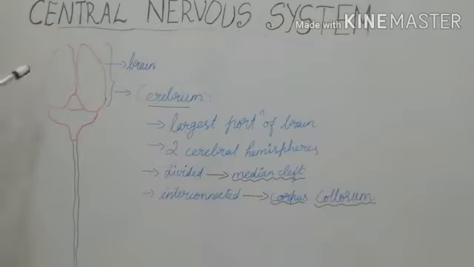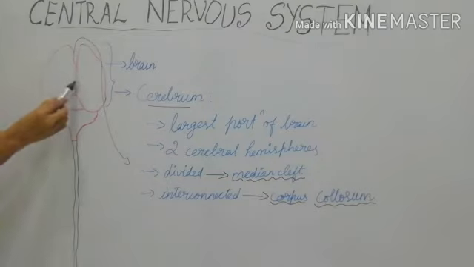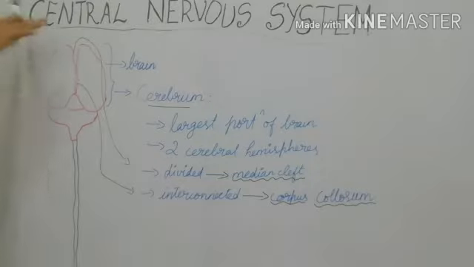And this is the brain. And this is the cerebrum, which is the largest portion of the brain. And this cerebrum was longitudinally divided into two hemispheres, that is the right cerebral hemisphere and the left cerebral hemisphere. And it was divided by the median cleft, and it was interconnected by a thick band of nerve fibers, which is called the corpus callosum. So this is the view when we see the brain from the top.